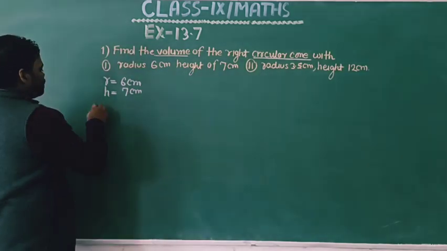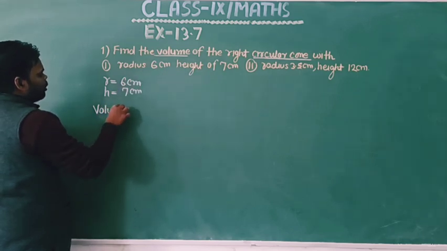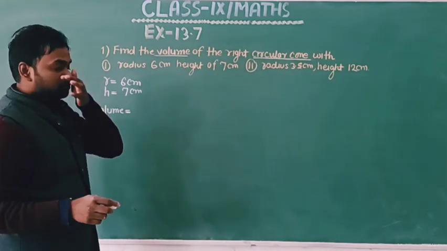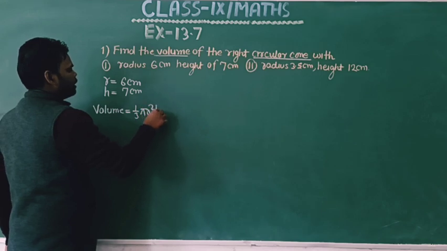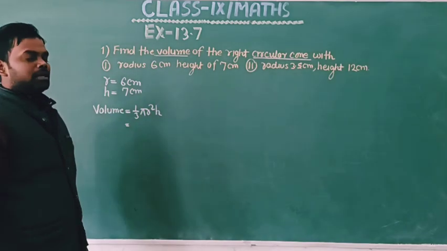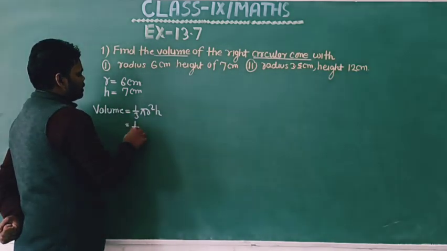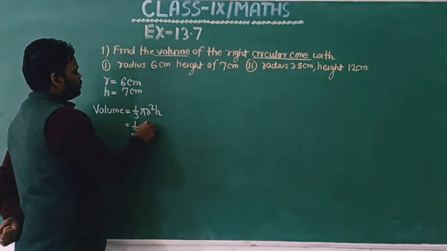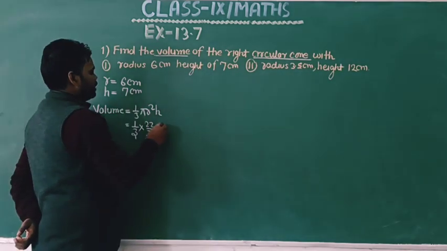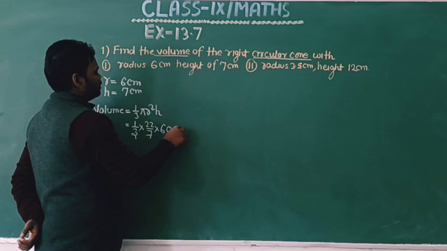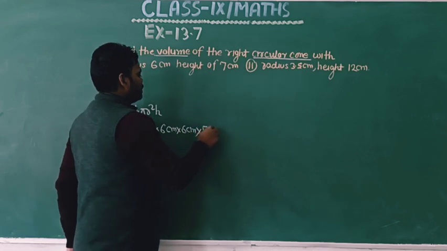So we know the volume of a circular cone is calculated by 1/3 pi r square h. Okay, 1/3 pi r square h, as we know. So this is 1/3, the value of pi is 22/7, into radius r which is 6 cm, so write 6 cm into 6 cm, into height, which is 7 cm.